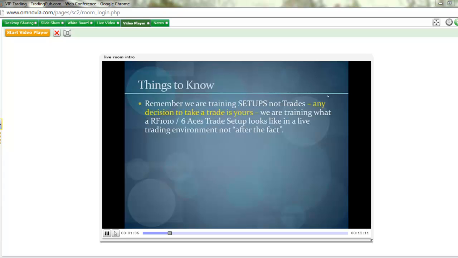Things to know. We are trading setups, not trades. Any decision to take a trade is yours. We are training what an RF1010 or a 6 aces trade setup looks like in a live trading environment, not after the fact. So I may say this is a valid RF1010 setup. Enter when ready. That is a trade setup, but it's not yet a trade.